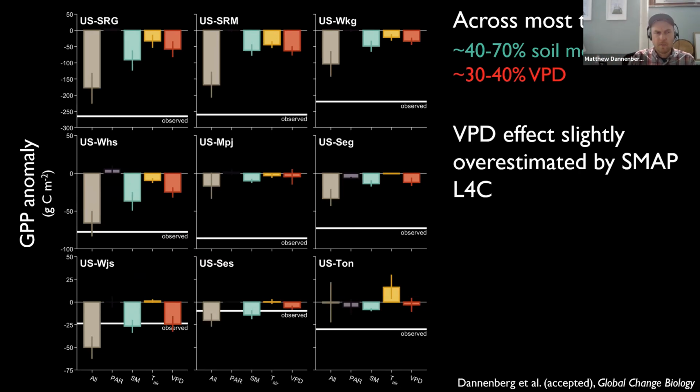Again, like I said, the VPD component was maybe slightly overestimated by SMAP, likely due to the fact that it includes an a priori assumption about how gross primary production will respond to high VPD. So that's likely the main reason that SMAP is slightly overestimating that.